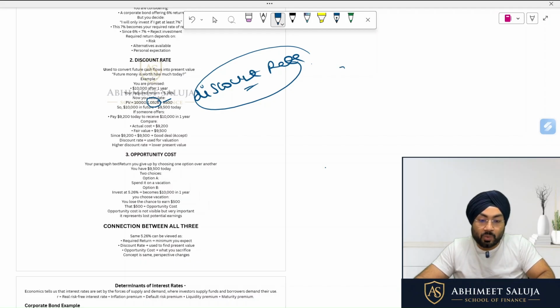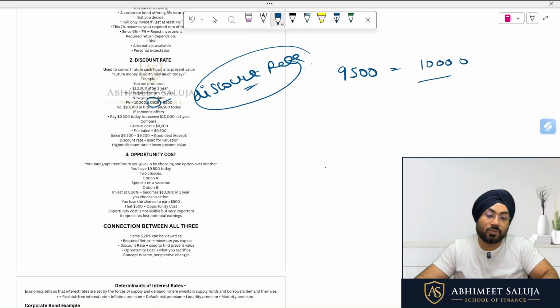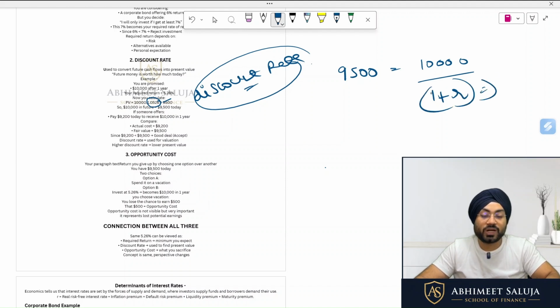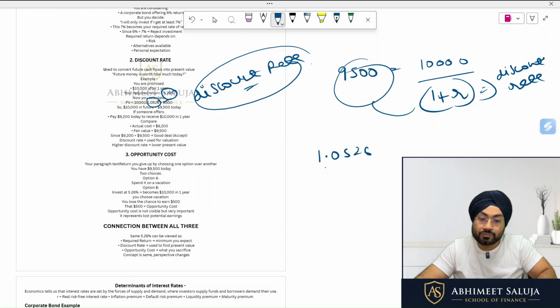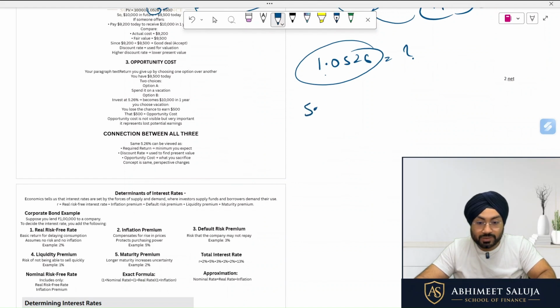I took an example of a treasury bill wherein you were giving 9,500 today, and 10,000 is the amount that the government will return to you. You discounted it using the appropriate rate to get the value. Now I hope you are clear why we are using this 1.0526: if the required rate of return is 5.26%, why did we divide by 1.0526? This is basically a factor of 5.26%.